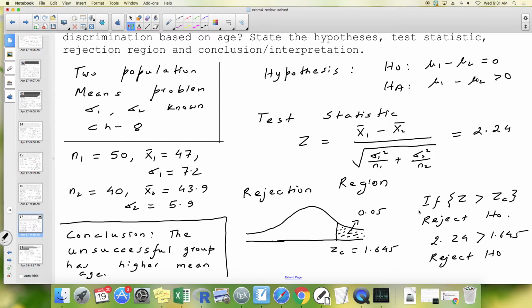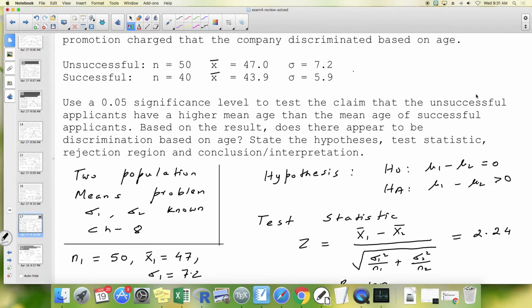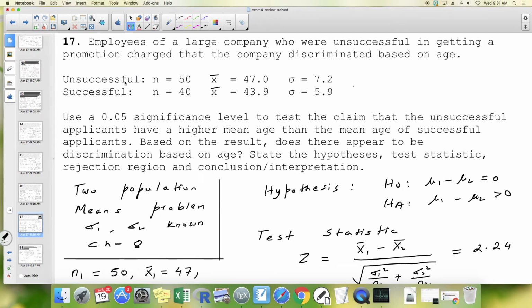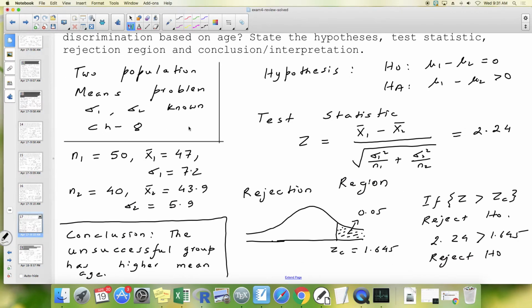So if Z is bigger than ZC, that means the right tail, reject H naught. Does that happen for us? Yes. 2.24 is bigger than 1.645. Hence you reject H naught. What does that mean? You reject H naught means you have proved this. That means yes, the average age of unsuccessful people is higher than the average age of successful people. That's what I wrote. The unsuccessful group has a higher mean age.